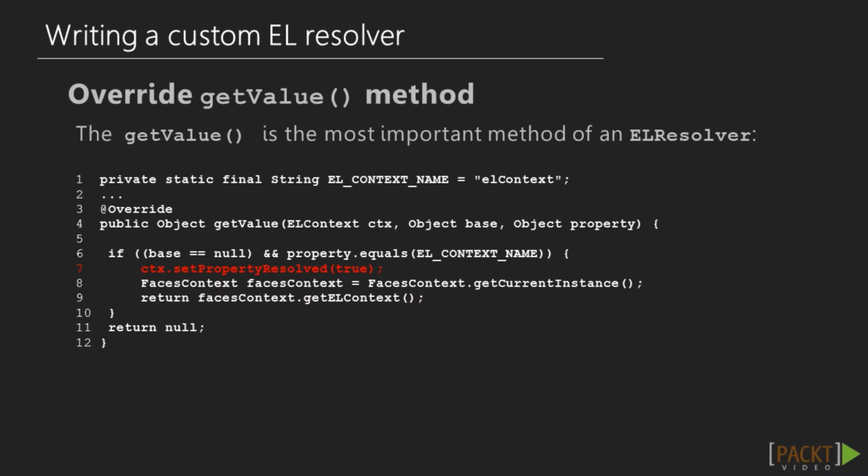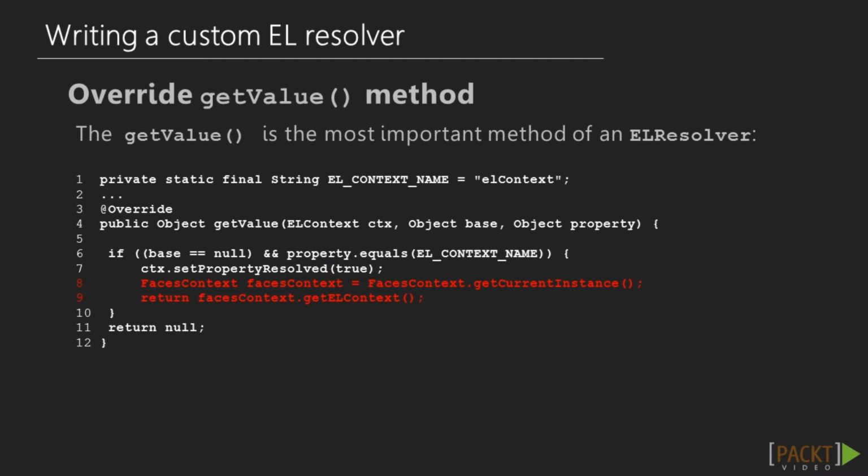For signaling that the EL context expression can be resolved by this resolver, we need to invoke the ELContext setPropertyResolved method and pass to it the boolean argument true. As long as this flag is false, JSF will try to apply the next resolver from the chain. Next up is at lines 8 and 9.